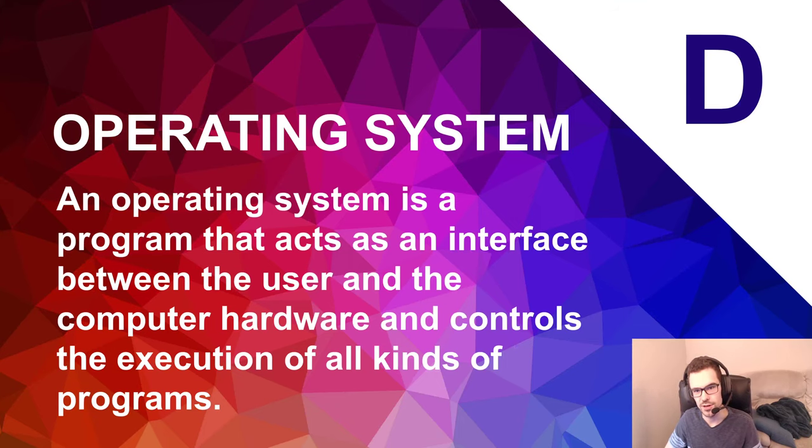All right, so starting out lesson one, discovering computers in our basic technology course, we're talking today about operating systems. So I want to give you a definition to give you a foundation of what operating systems are. I did not write any of these definitions or make up this information, it's all from either Wikipedia or sites online. An operating system is a program that acts as an interface between the user and the computer hardware and controls the execution of all kinds of programs.